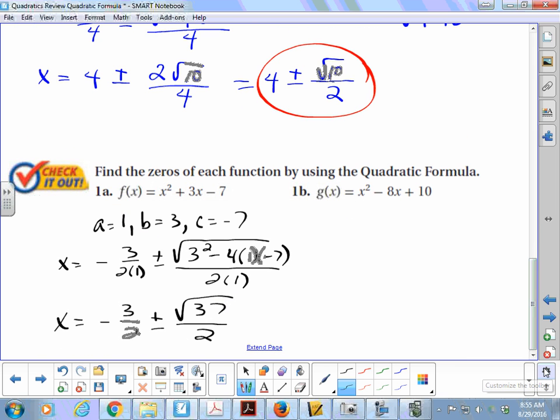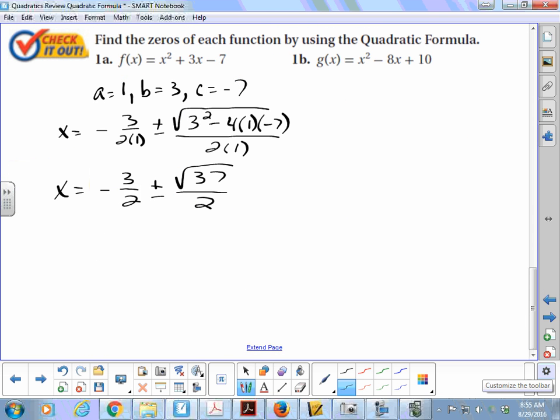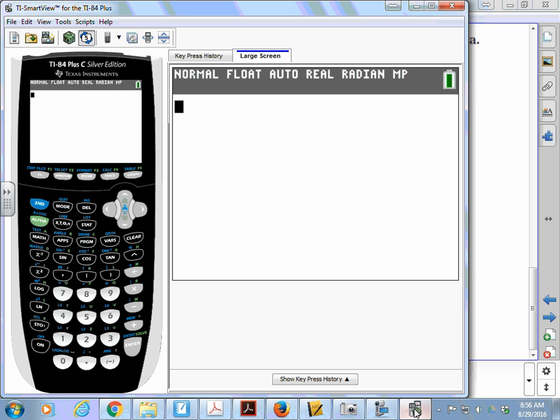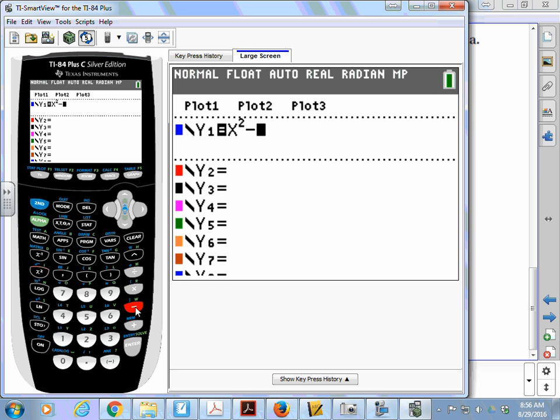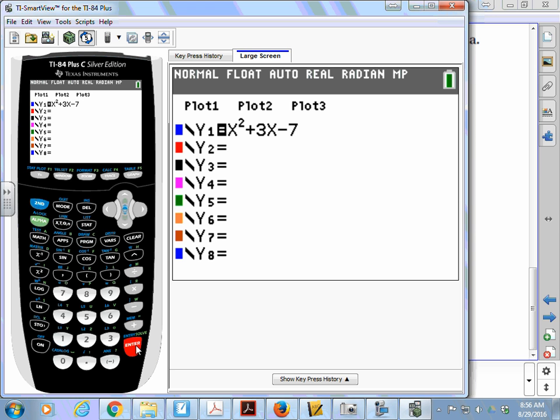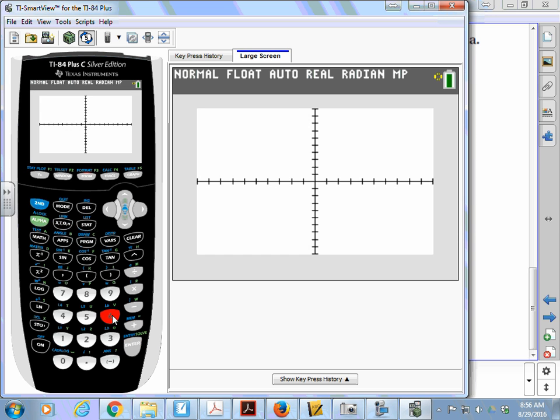Okay, so let's take that one we were just working on. Put x squared plus 3x minus 7 in your y equals on your calculator. Y equals x squared plus 3x minus 7. And graph it.